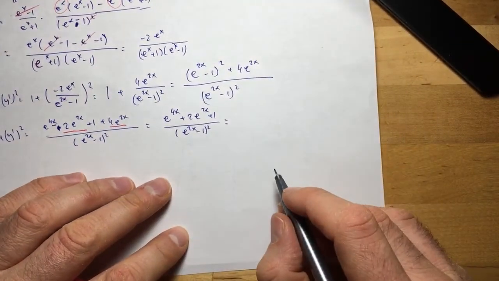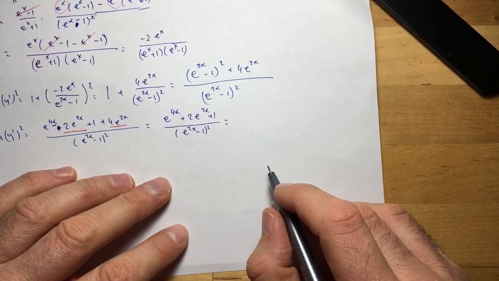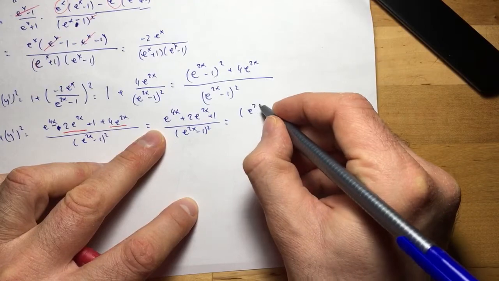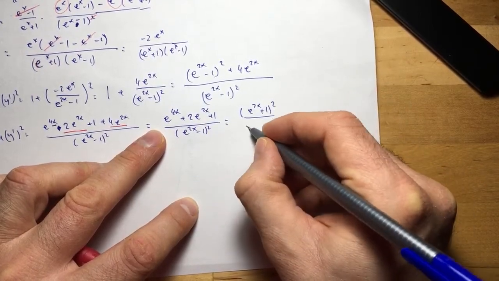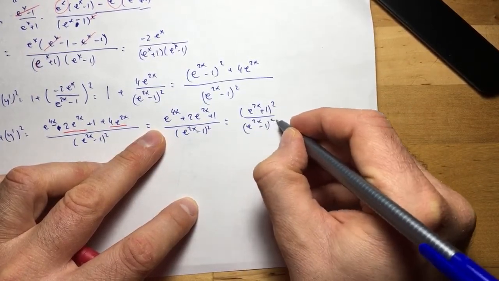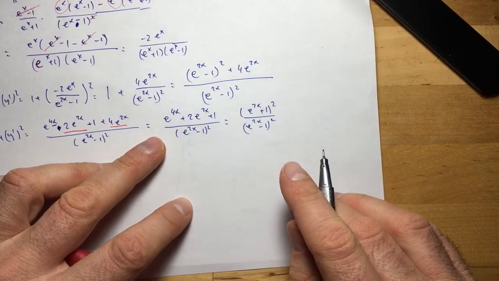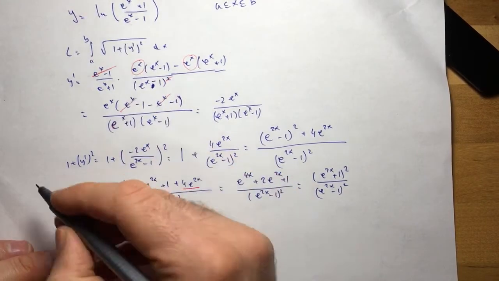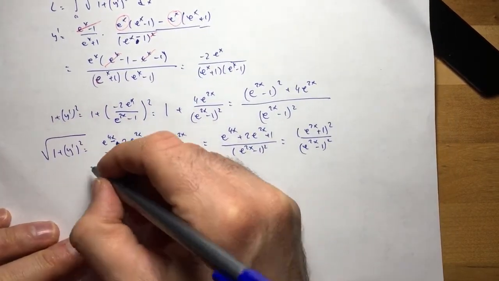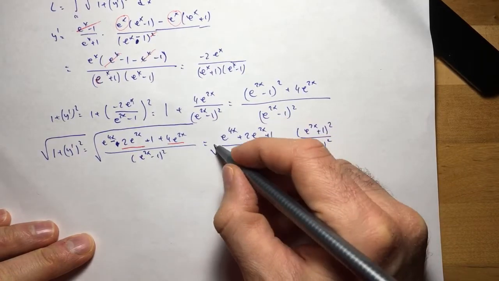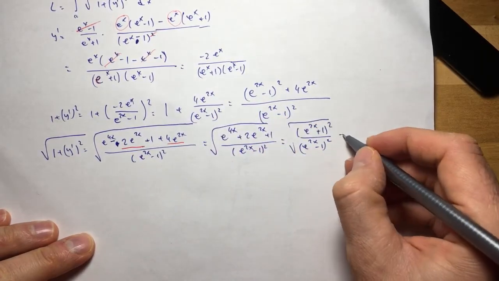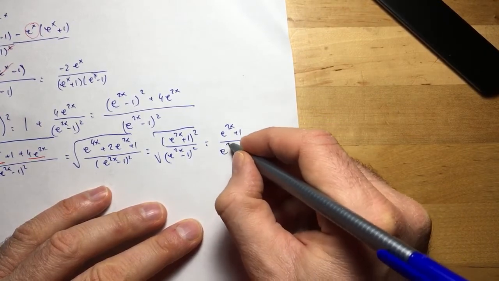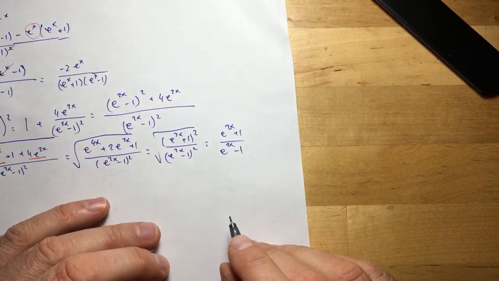Okay, so this is one of those questions about arc length where you have to figure out that we're dealing with a perfect square. So (e^(2x) + 1) squared over (e^(2x) - 1) squared. And now, because look at the formula, I have to take the square root of that expression, right? If I take the square root here, this basically will be (e^(2x) + 1)/(e^(2x) - 1).